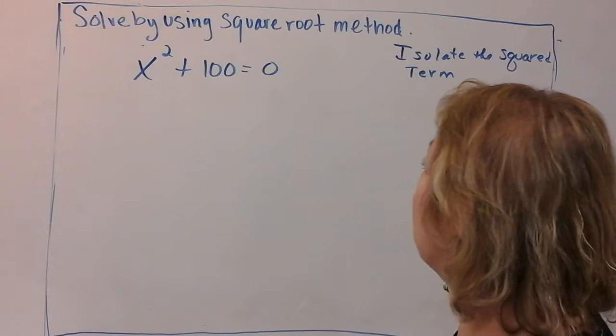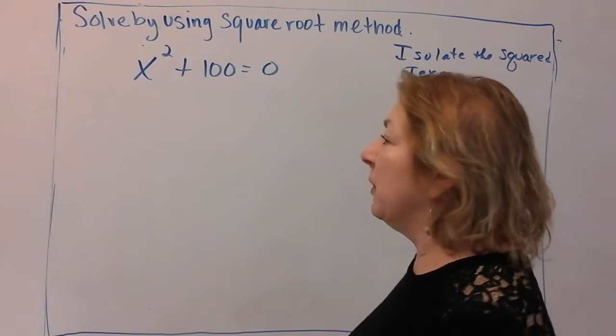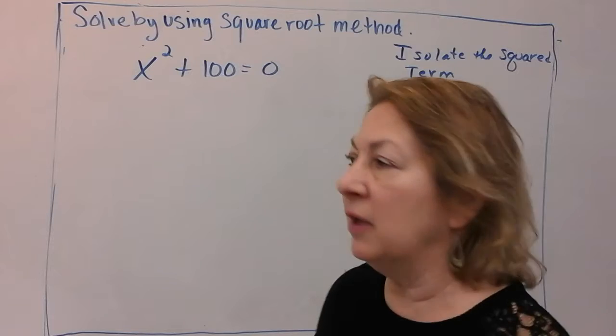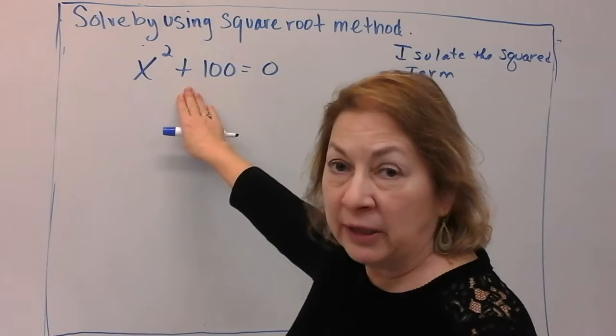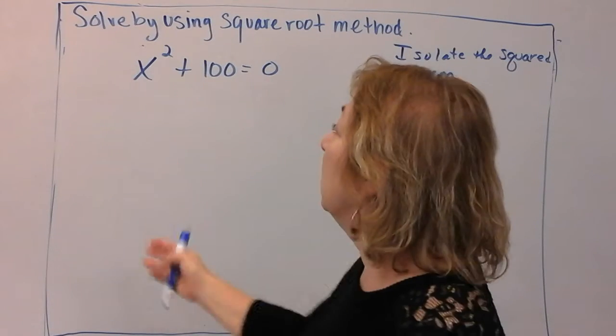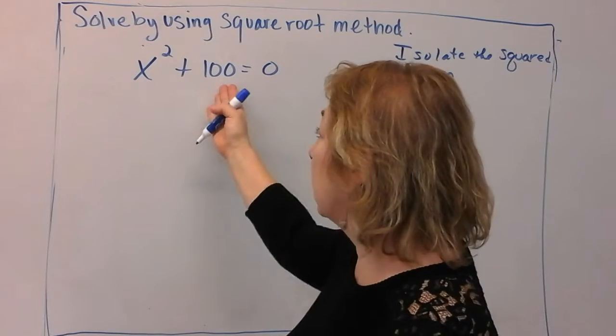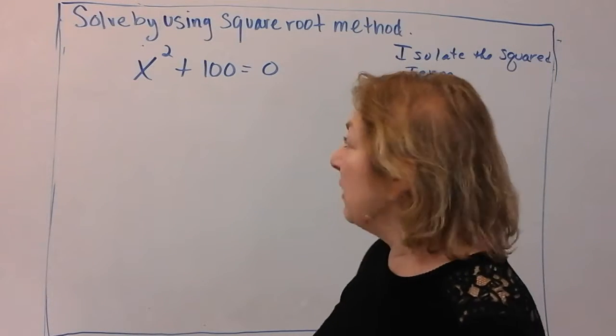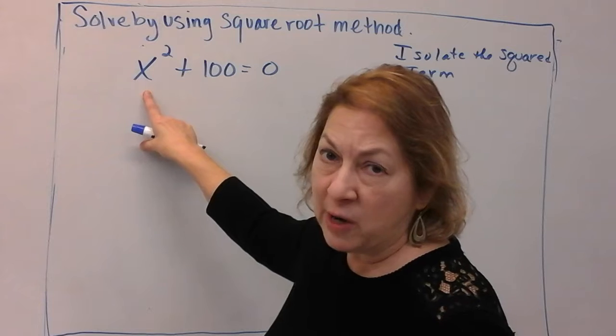Okay, we're going to solve by using the square root method. The square root method is a quick, short method. If you notice right here, you do not have a middle term. You've got your quadratic term and a constant term. In this method, you want to isolate your quadratic term.